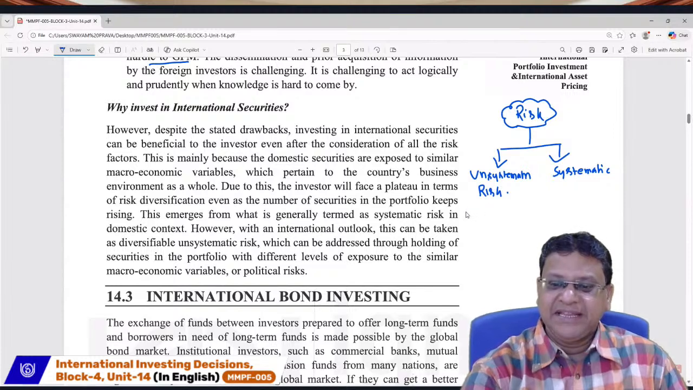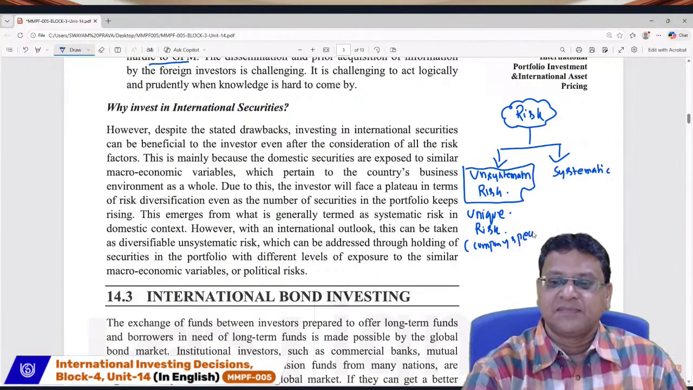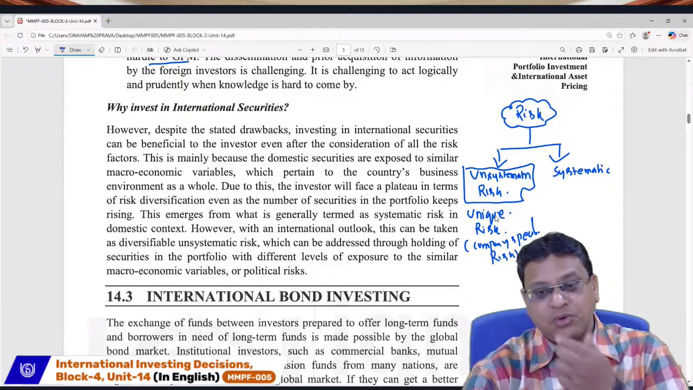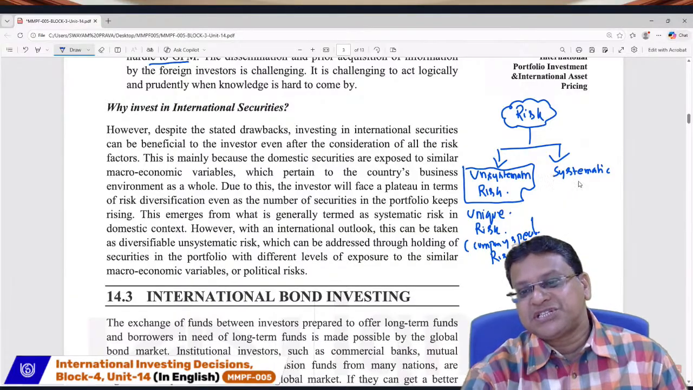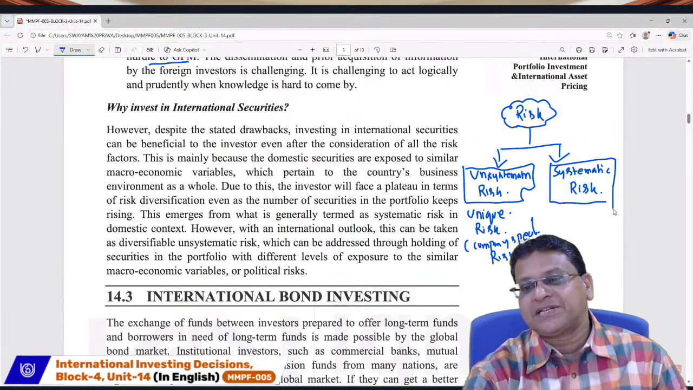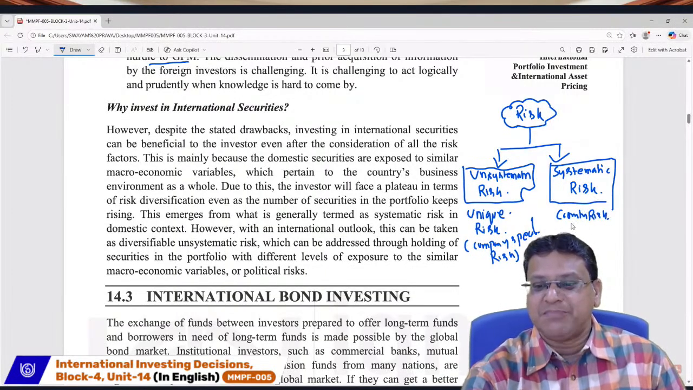Unsystematic risk is unique risk or company specific risk. These unsystematic risks affect a particular company or a group of companies. Systematic risk is a country specific risk. It affects almost all the companies in a particular country. It is a country risk, or it is known as market risk.